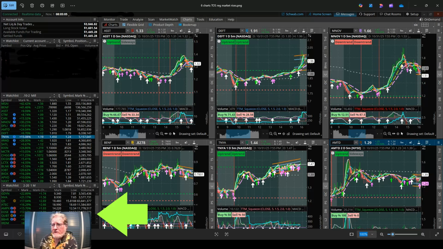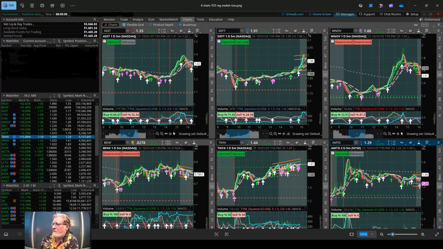Now, the way I use this is I have set this column right here on the scanner. This is mark percent change. And I will set it in descending order so that the highest percent gaining stocks are on the top. Right now, this is set at highest volume stocks on the top because this image was taken in the afternoon. But in pre-market, I start off this way, and then I switch to highest volume around 11 o'clock or 12 o'clock noon.